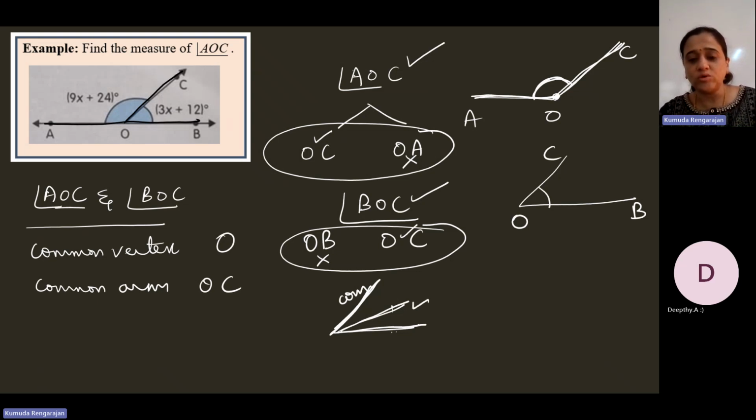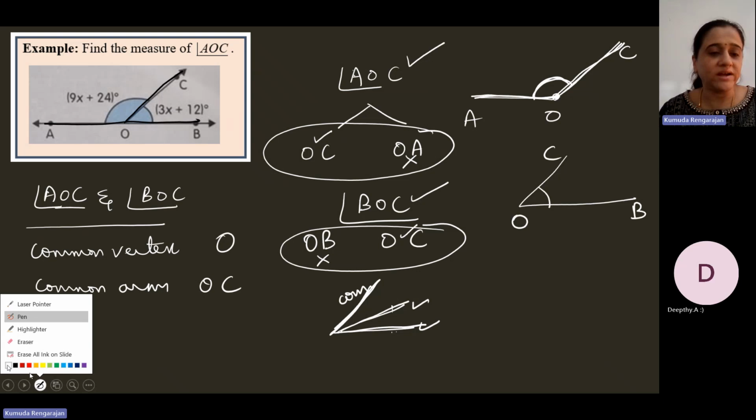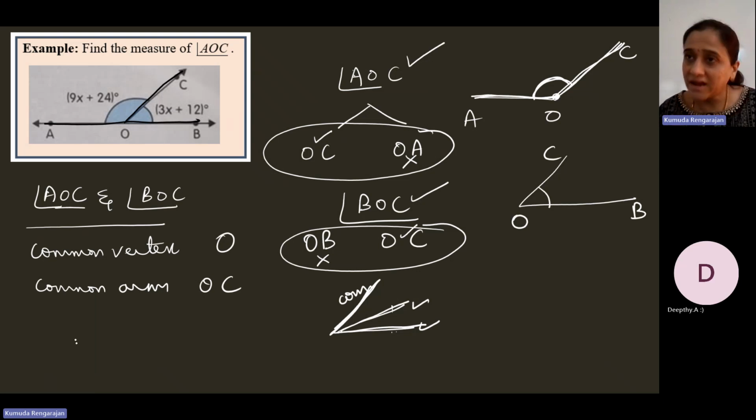So you see that the non-common arms lie on the same side of the common arm. But that's not the case here, right? The non-common arms lie on either sides of the common arm. So if these three conditions are satisfied, then the two angles are adjacent angles. What are the three conditions?